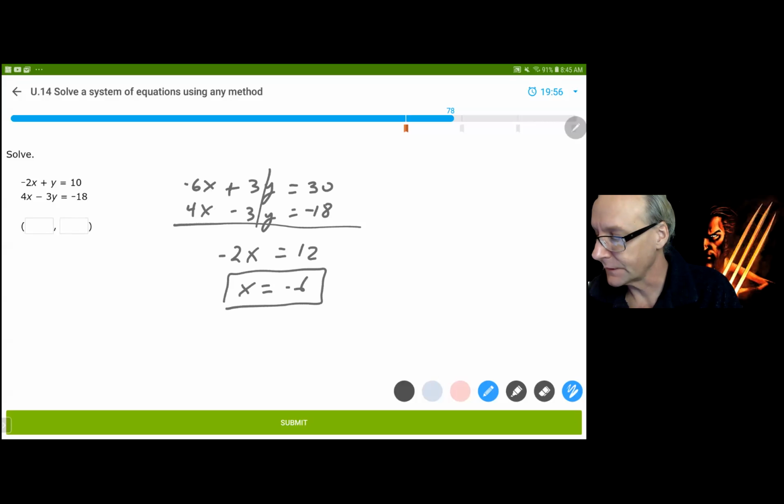Sorry, that 6 looks kind of funky there. Let me see if I can fix it. I don't know. Geez, it just keeps getting worse. There we go. Nice bold negative 6.